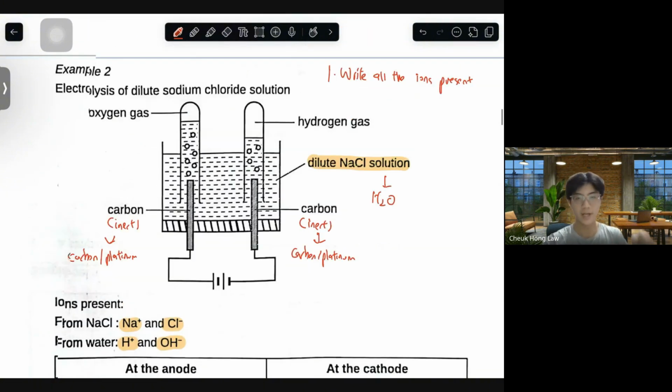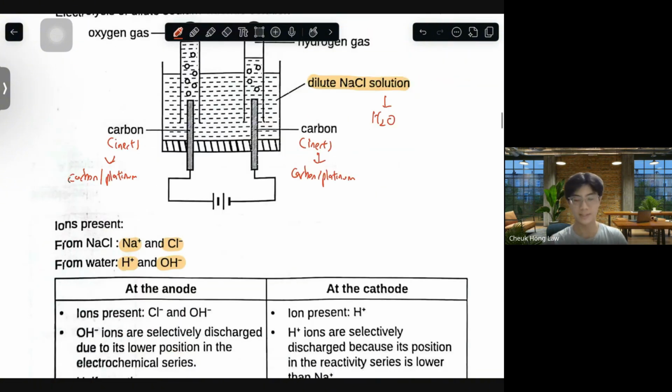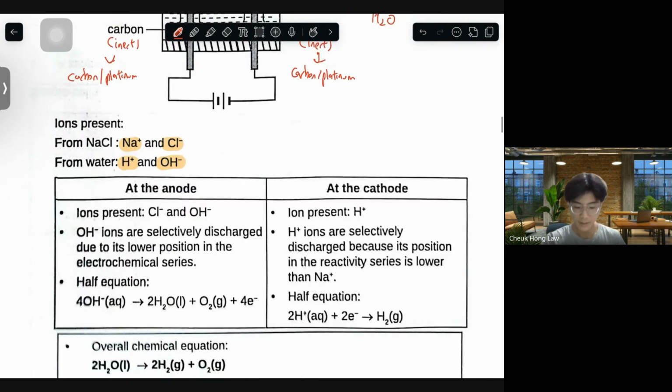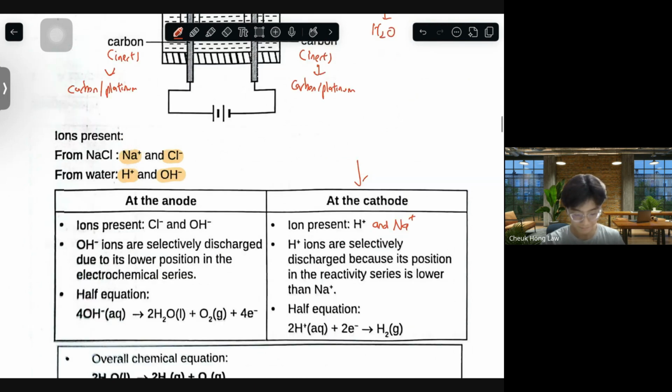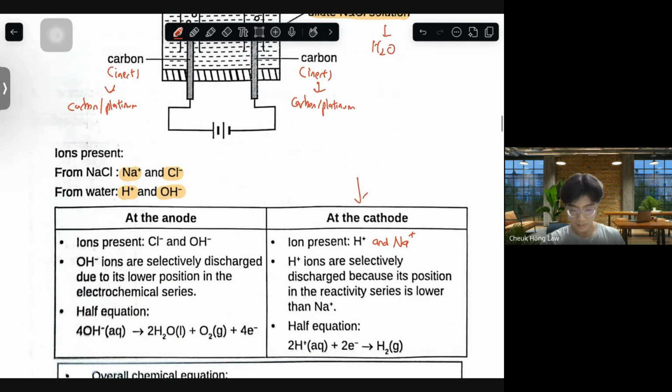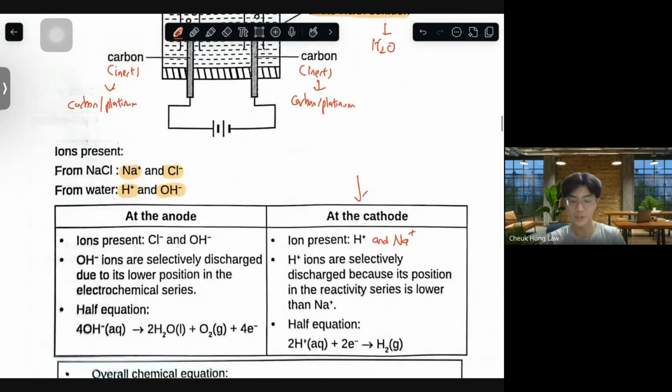So let's see what actually happens at the cathode and the anode. That's the most important part. We start at the cathode. So the ions present are H plus and Na plus. I forgot to write Na plus. Why? Remember I mentioned your cations are attracted to the cathode. So the ions present there will be all your cations.